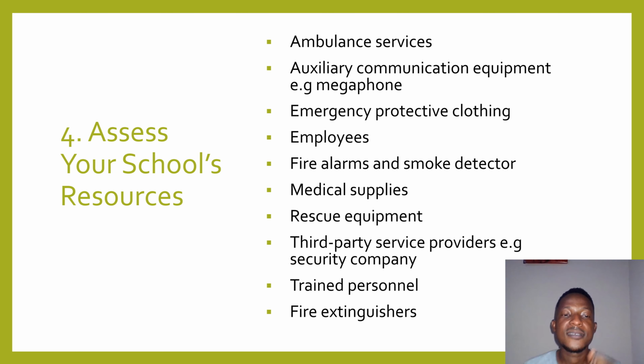So the fourth step is to assess your school's resources. What this simply means is assess what you presently have on ground in your school. So you help determine what else you need. Okay, because you are still at the planning phase. Okay, so resources like ambulance services, auxiliary communication equipment, emergency protective clothing, employees, fire alarms and smoke detectors, medical supplies, rescue equipment, third-party service providers, yes, like a security company, trained personnel, and fire extinguishers.